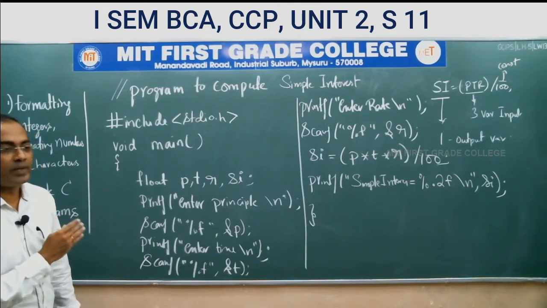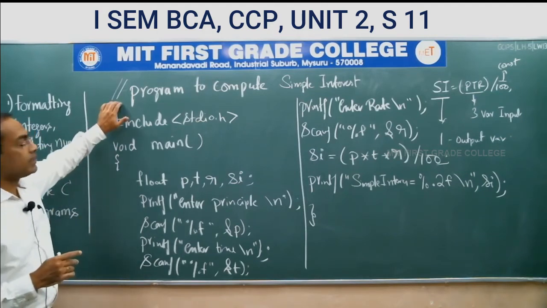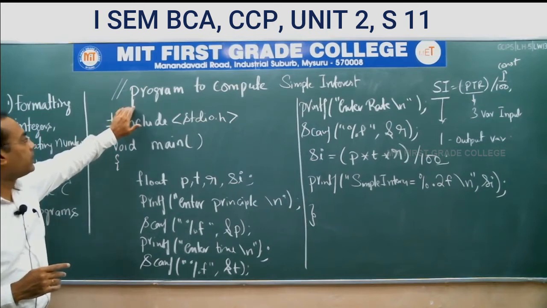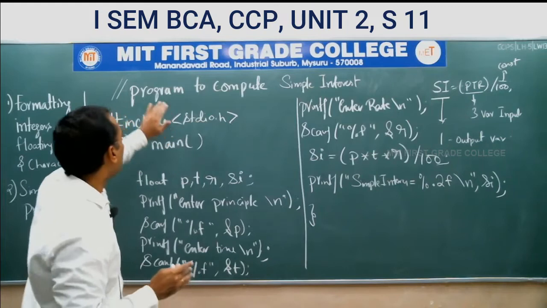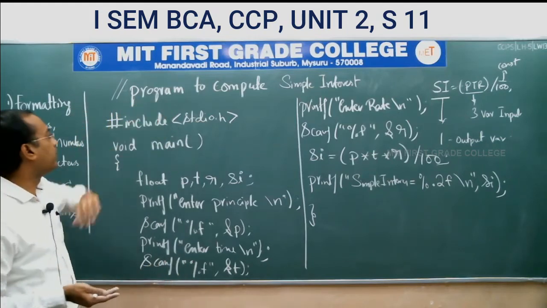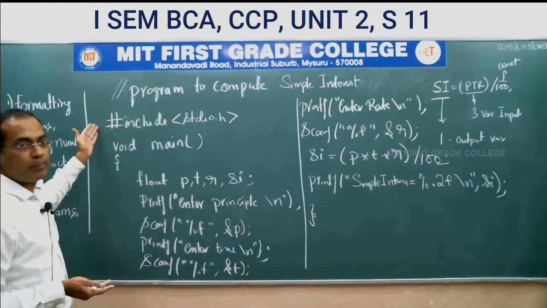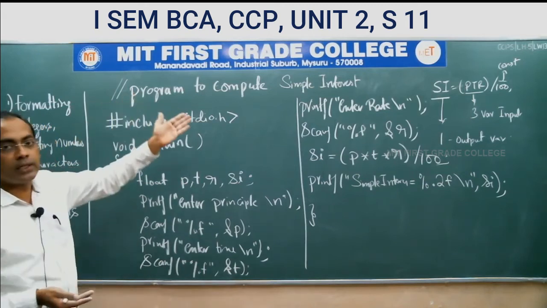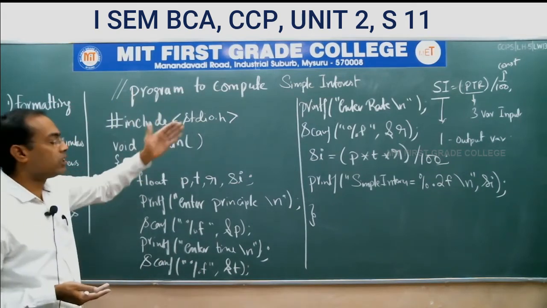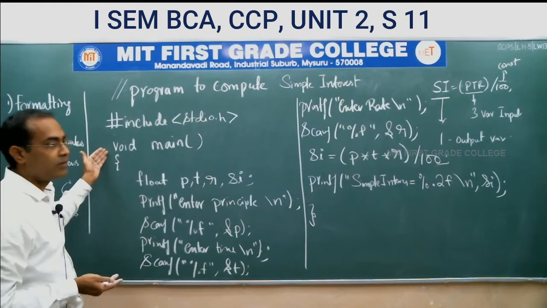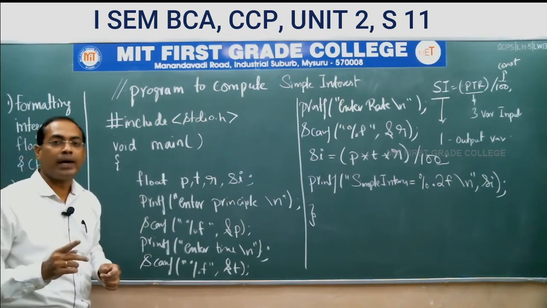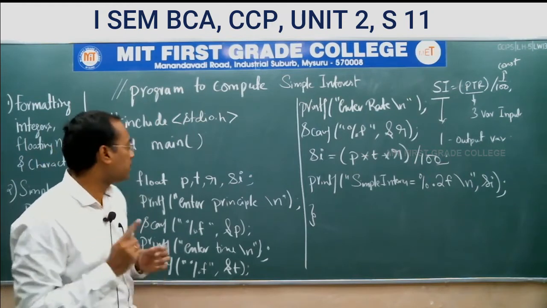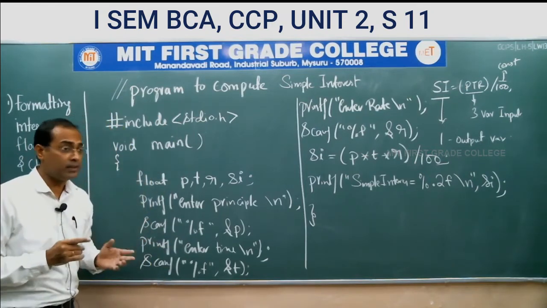Once again I am going to explain, students. So this is a comment line. Remember, comments are ignored by the compiler. It's only for our reference and for documentation purposes. Next is the preprocessor directive to include the library file stdio.h, and then we have the main section. Remember, every program should have one main function. Without that, the program will not execute.